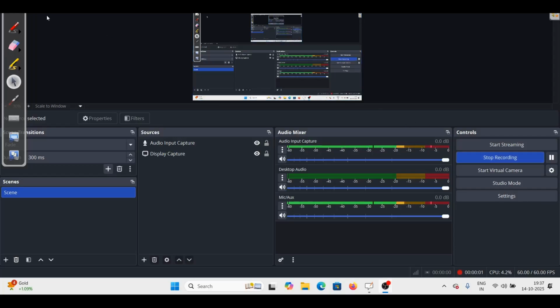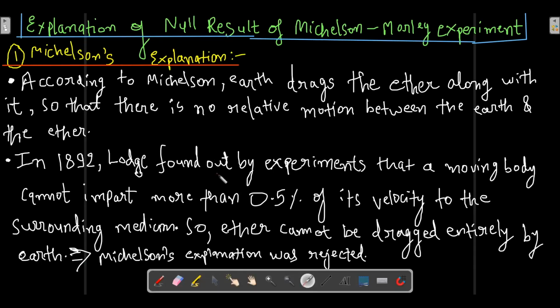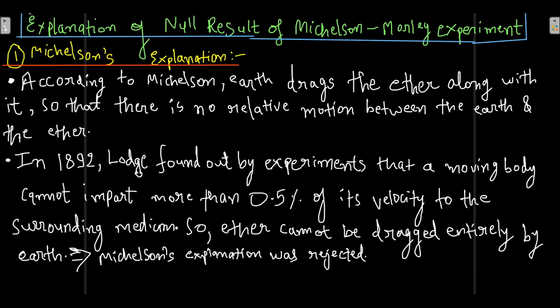Let us learn about the explanation of the null result of the Michelson-Morley experiment. The explanation of the null result, that is, no fringe shift. What is the null result? Null result means no fringe shift. So no fringe shift in the Michelson-Morley experiment implies a null result, and this fact we have already seen in the last lecture. Now let us look at Michelson's explanation of this null result of his own experiment.